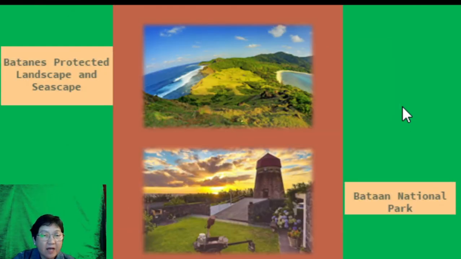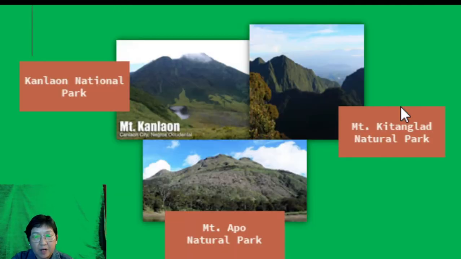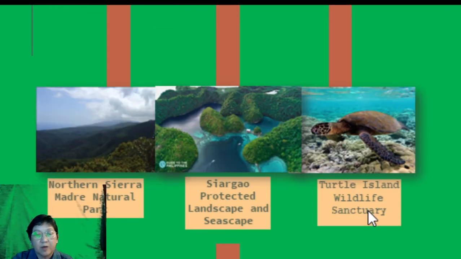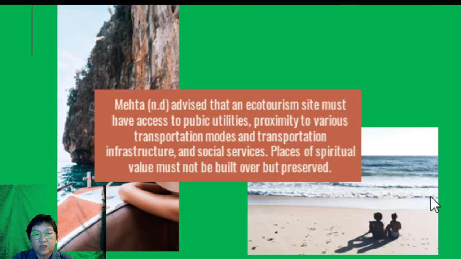So we have Batanes Protected Landscape and Seascape, Bataan National Park. We also have Canlaon National Park, and we also have the Mount Kitanglad Natural Park, the Mount Apo Natural Park. We also have the Northern Sierra Madre Natural Park, the Siargao Protected Landscape and Seascape. We also have the Turtle Islands Wildlife Sanctuary.